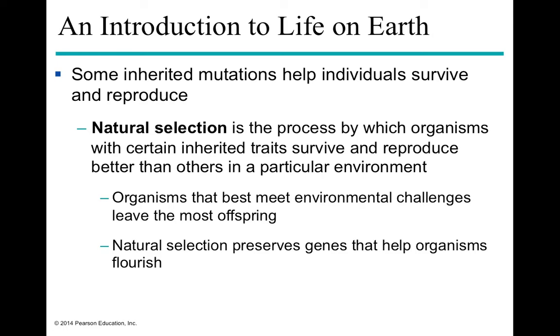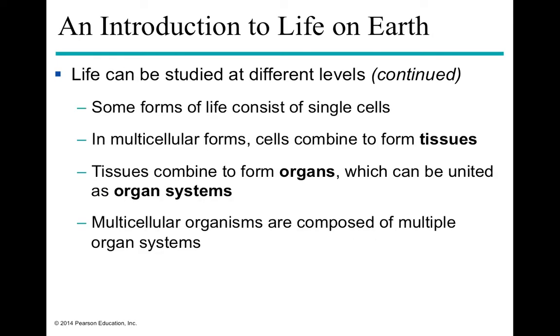So whatever organisms are going to best meet their environmental conditions are going to leave the most offspring, meaning that those genes are going to get passed on at higher rates to the next population. But keep in mind that the environment might change over time or from location to location. So the genes that might be favored in a particular habitat might not be favored in a different habitat, which is why organisms tend to find their niche. And natural selection is going to help preserve the genes that help the organisms flourish inside the particular natural environment.